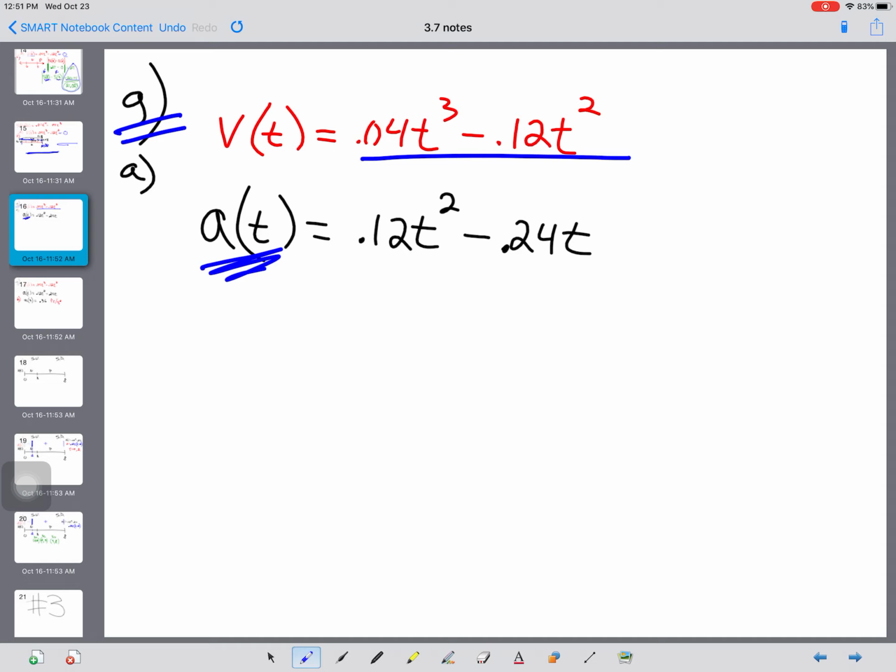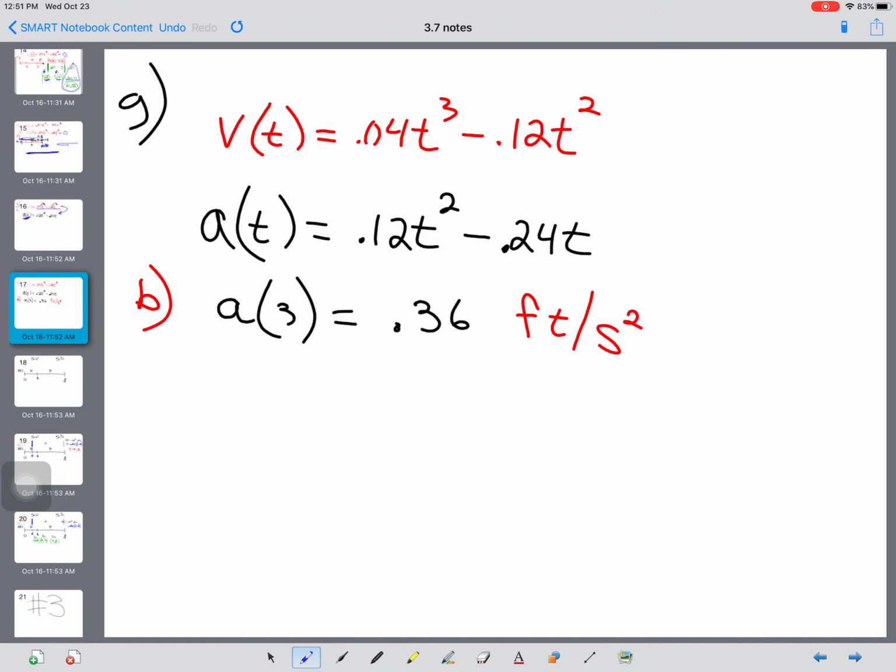So to find, in part G, the acceleration at a certain time, I need to take the derivative of the velocity function. So multiply the 3 down, multiply the 2 down, and the exponents get smaller by 1. And then it says find the velocity at time 3. So I plug 3 into the equation and just do the computation. Now acceleration is in feet per second squared, because the problem is defined in seconds and feet. So it's feet per second squared.